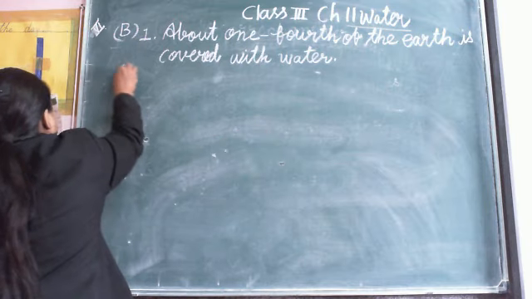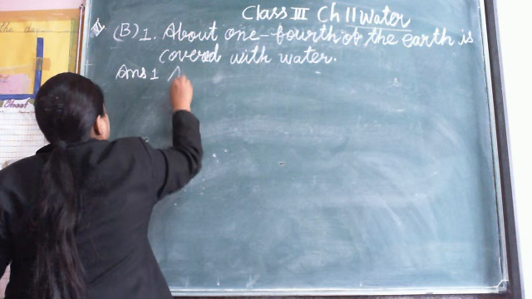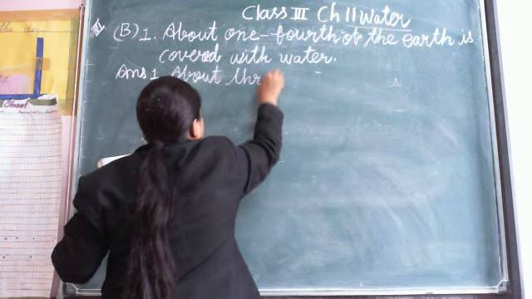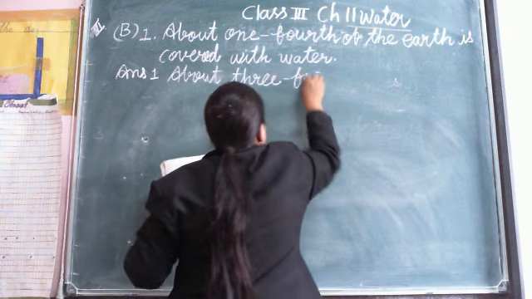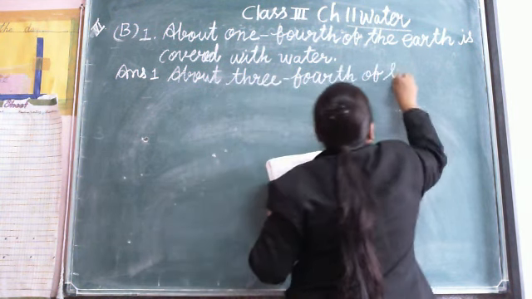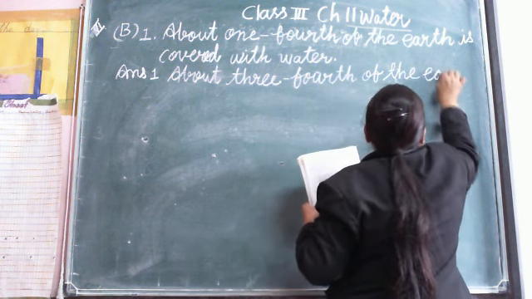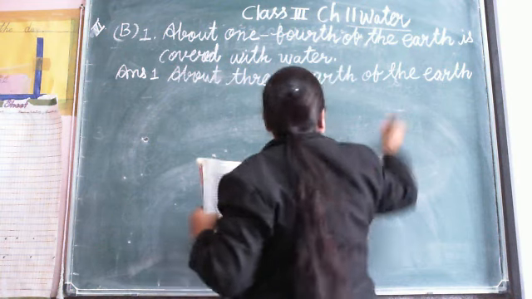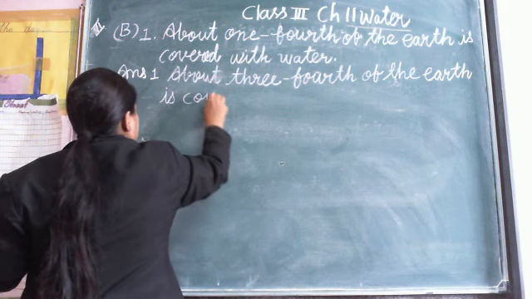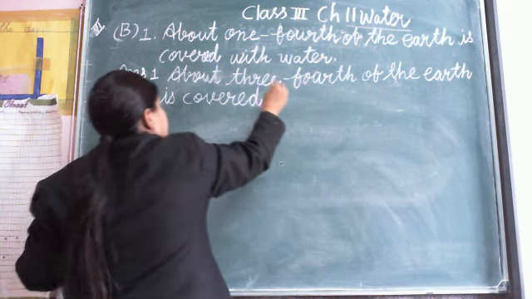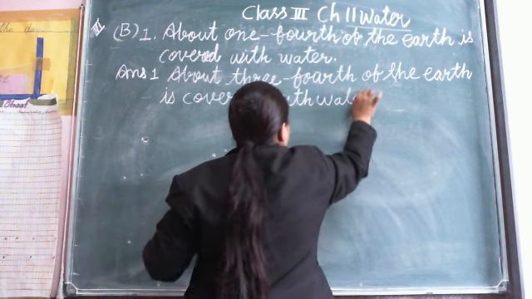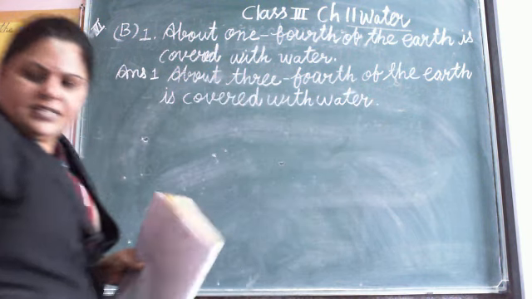So the right one I am writing over here. About 3/4 of the earth is covered with water. This is the right one.